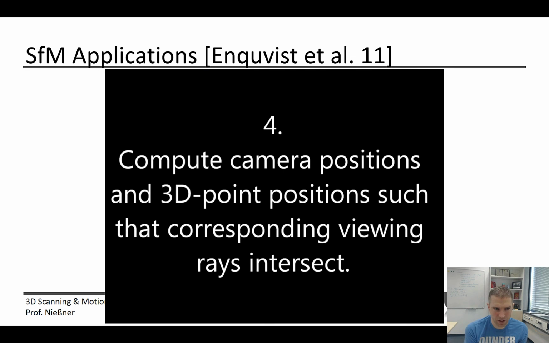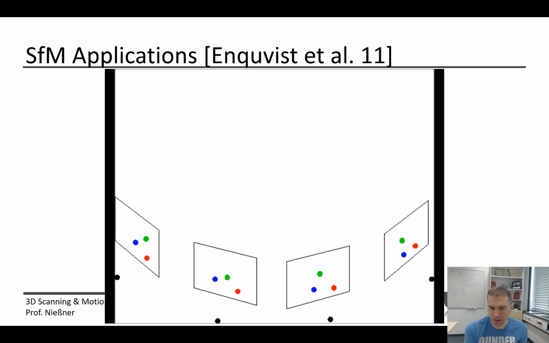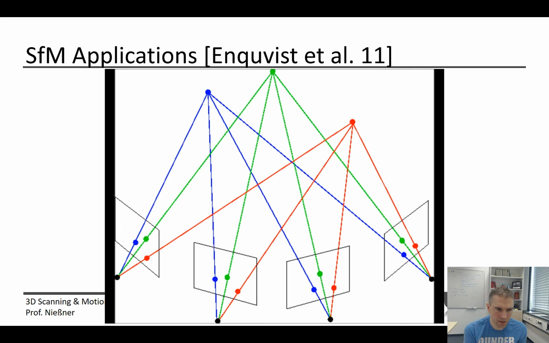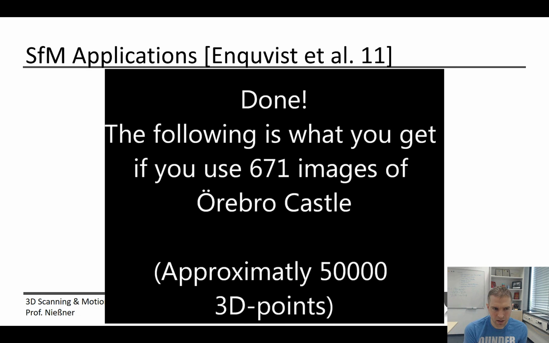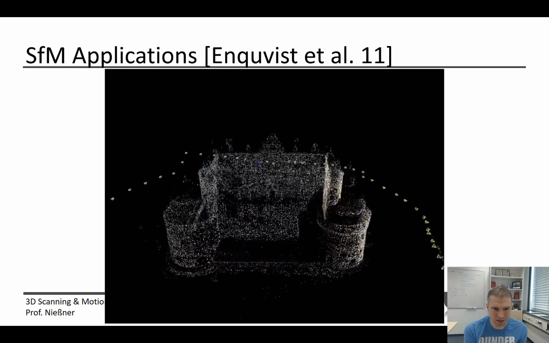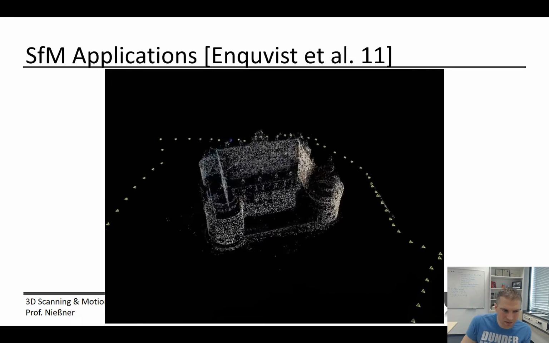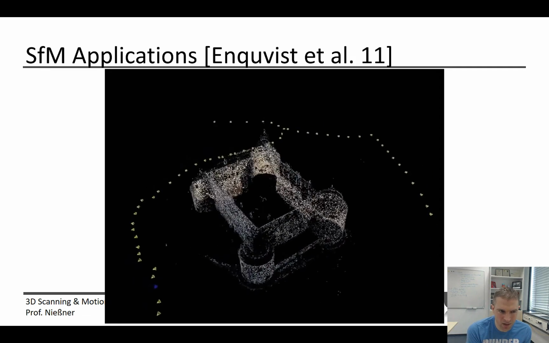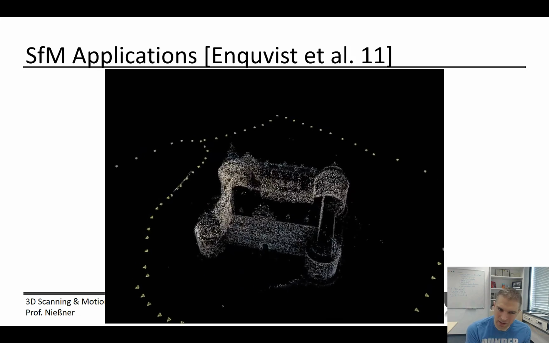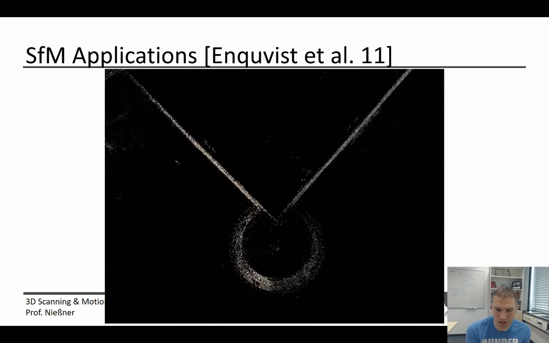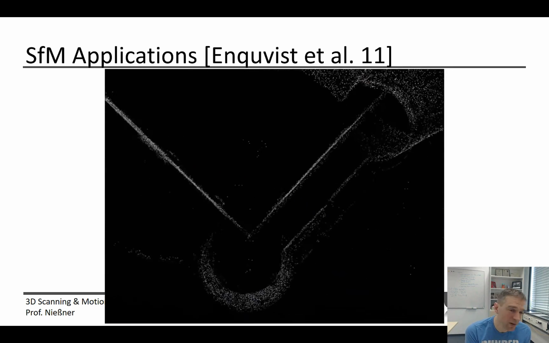Now they compute the camera positions and 3D point positions based on bundle adjustment. This is basically what we've just learned, right? They're optimizing for these points and the camera poses at the same time, based on the reprojection error. They took close to 700 images, and at the end you see the visualization. The little things on the side are the camera locations that were optimized for, and then you see the point cloud of this castle. I think that's kind of cool, right? You just took a bunch of images and now you get your 3D point cloud and camera parameters for this little castle.